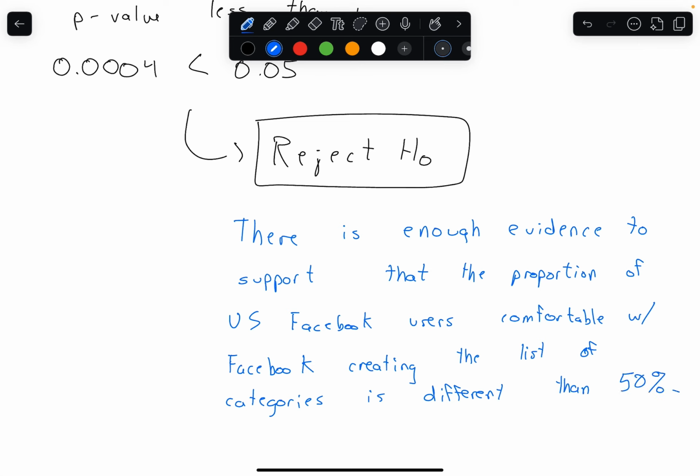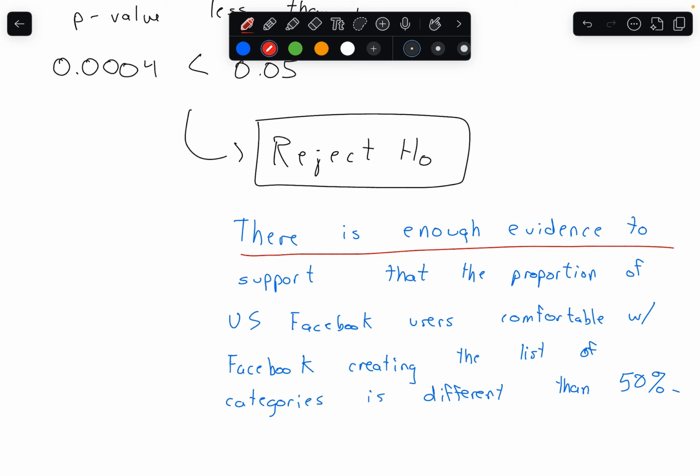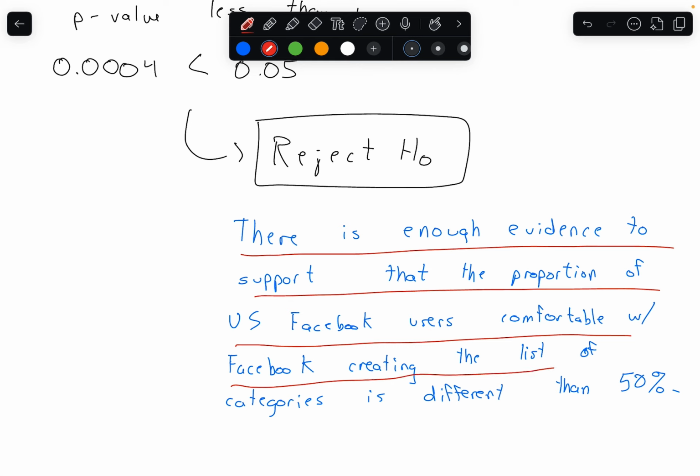So we always are basically just stating what the alternative hypothesis is. In this case, it was quite long. I'll be honest, this is longer than most of the alternative hypotheses that we're going to see, but generally one sentence is enough to interpret this. So in this case, we're saying there is enough evidence to support that the proportion of U.S. Facebook users comfortable with Facebook creating a list of categories for them is different than 50%. We're just stating what the alternative hypothesis is.